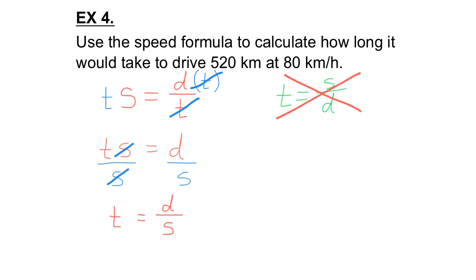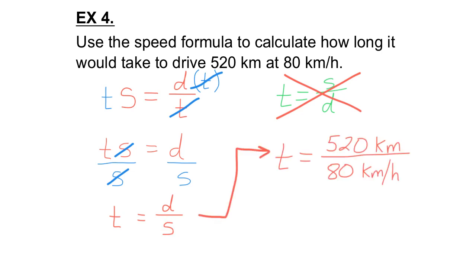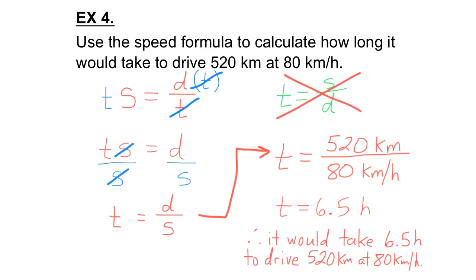So now we can actually answer the question, how long would it take to drive 520 kilometers at 80 kilometers per hour? So we have the distance, we have the speed. Time is equal to distance divided by speed. So to solve for time, we have to substitute in our values for distance and speed. So time is equal to 520 kilometers divided by 80 kilometers per hour. That ends up being 6.5 hours. So it would take 6.5 hours to drive 520 kilometers at 80 kilometers per hour.